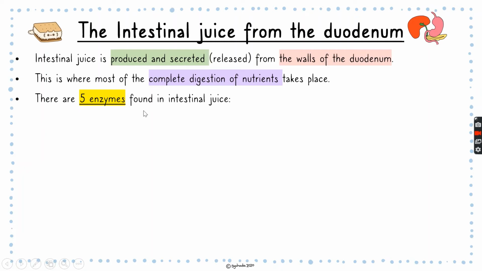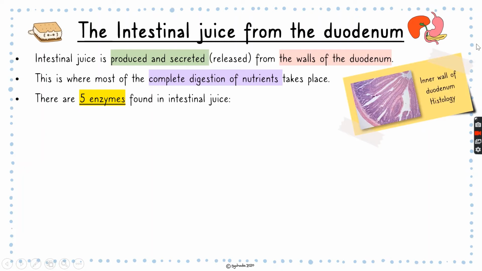There are 5 enzymes found in intestinal juice. This right here is a picture of what the duodenum would look like under the microscope, and you can see that this is the wall of the duodenum, and there are these folds right here. There are also some glands around here which help to make and release the enzymes. That space right there is the lumen space. So let's move into the enzymes.